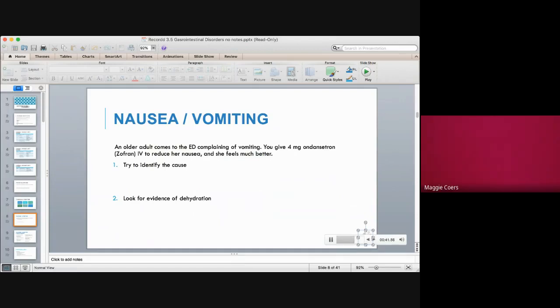The worst effect of vomiting and diarrhea is fluid loss. The older adult might lose a ton of water and electrolytes, especially potassium. So we want to look for dehydration and those electrolyte problems very quickly and treat them very quickly before they become a big problem.